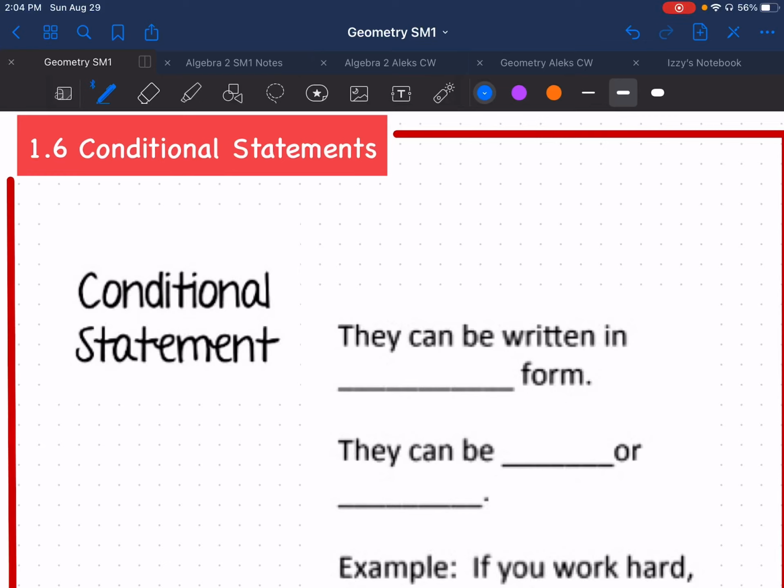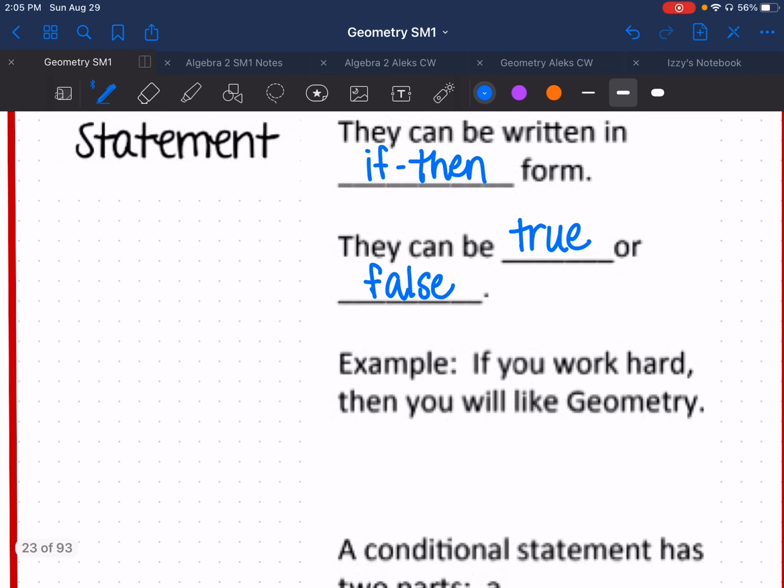Today's lesson is 1.6, conditional statements. Let's go ahead and start with the definition of a conditional statement. These are statements that can be written in the if-then form. They can be true or they can be false, one or the other. Let's go ahead and take a look at an example.